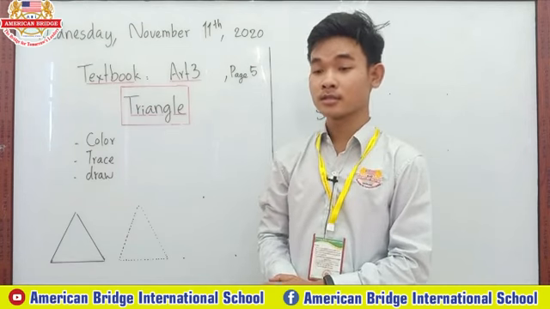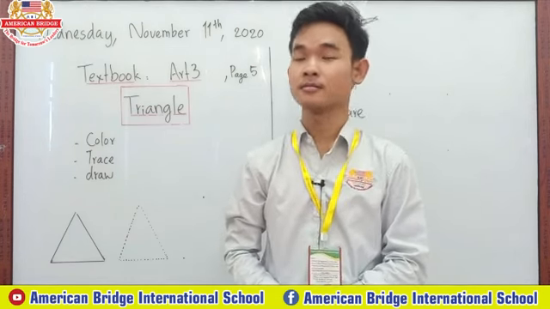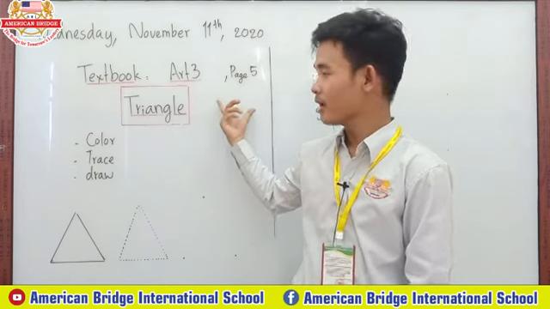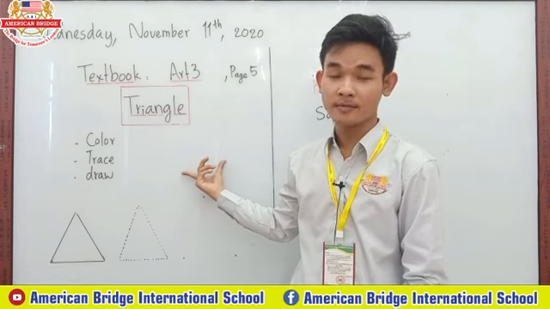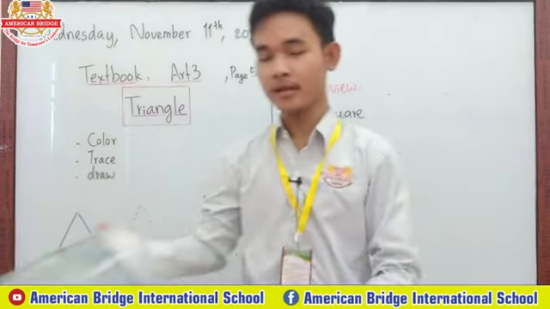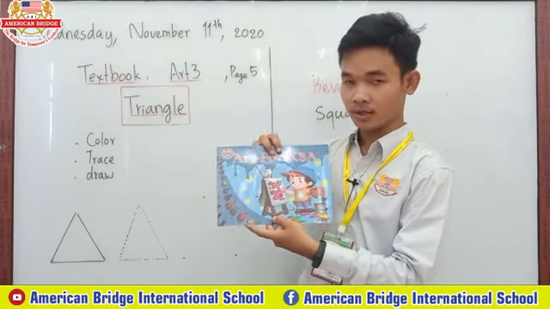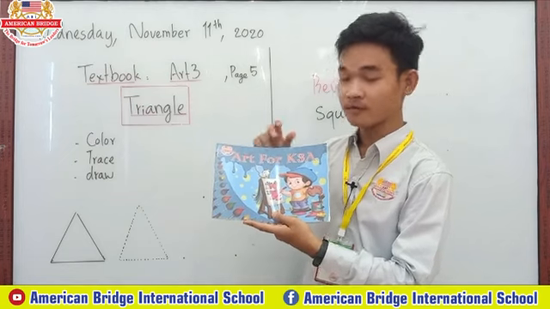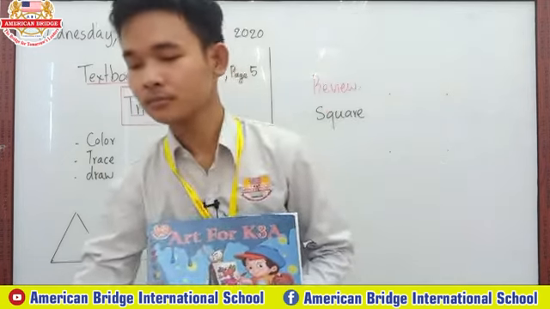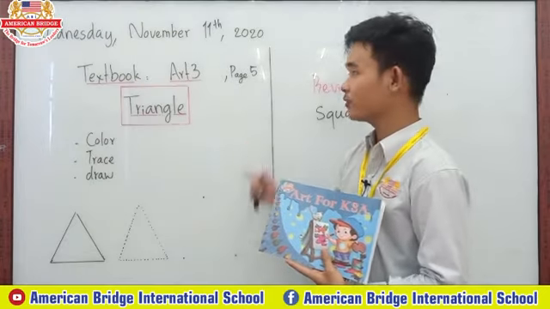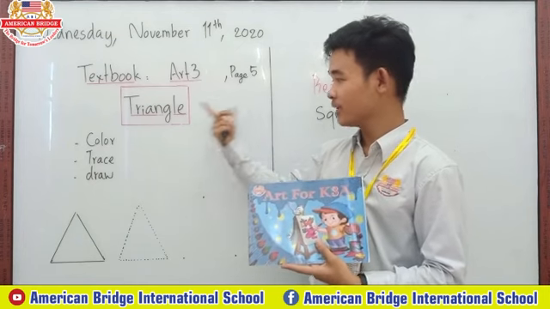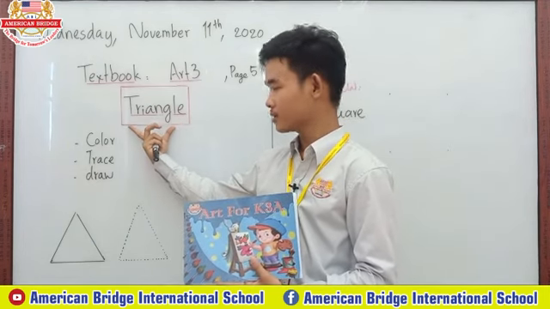So today we'll have R3 for the second session, right? And then I will introduce you a new shape that you have to know, alright? So here, take out your book. This is the textbook art for K3A, alright? For today's class, I will introduce you a new shape.